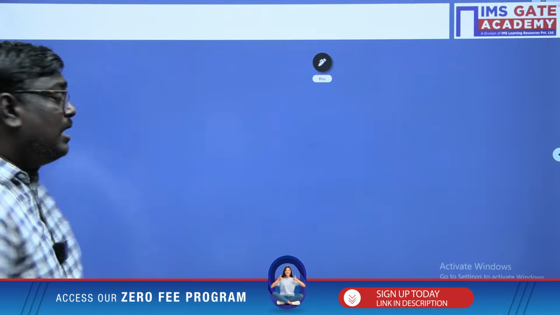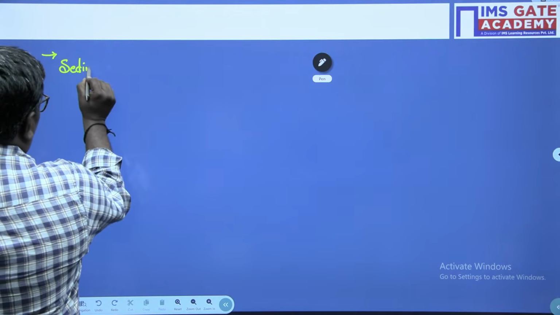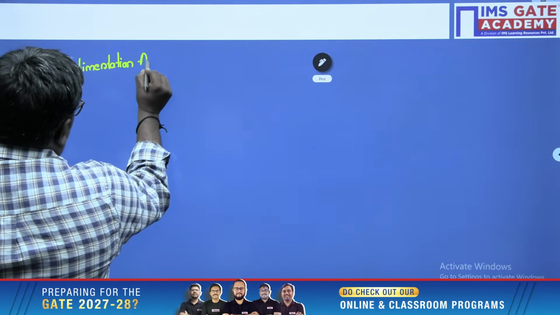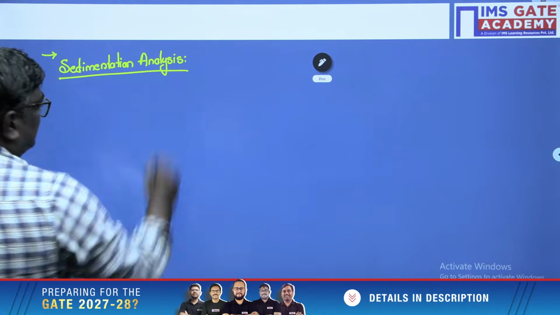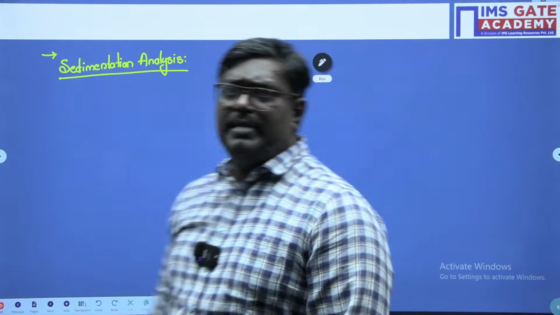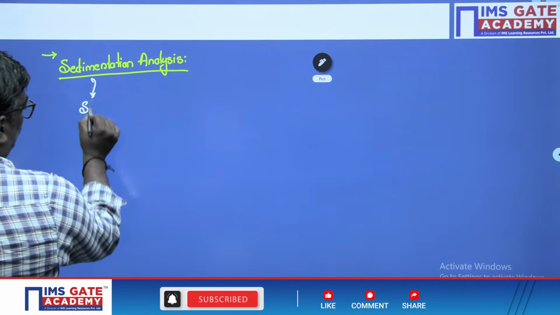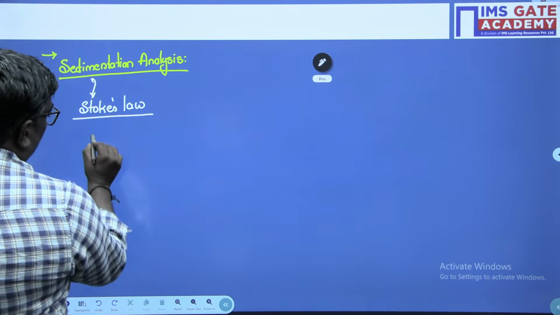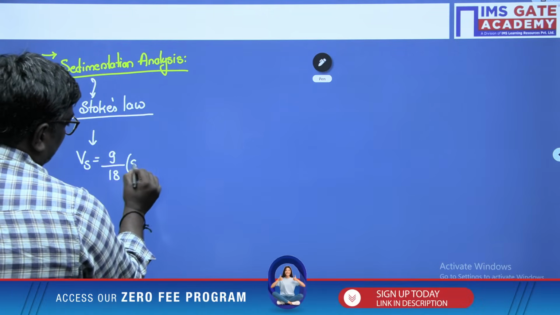Now, my dear students, let us understand the other important thing, called sedimentation analysis. What do you mean by sedimentation analysis here? Sedimentation analysis is based on Stokes law. In Stokes law, you will get an idea about the settling velocity, that is g by 18 into (S minus 1).